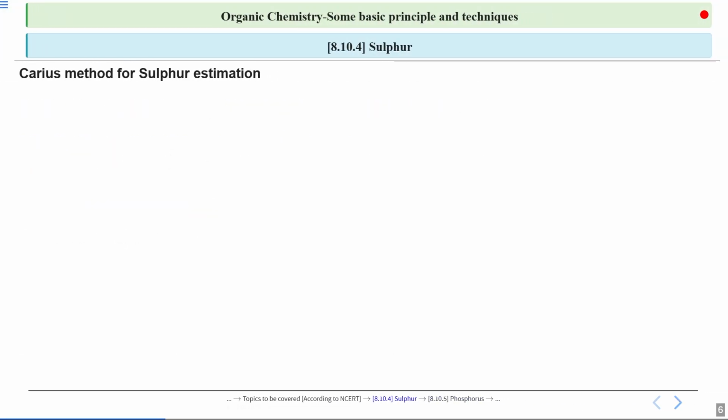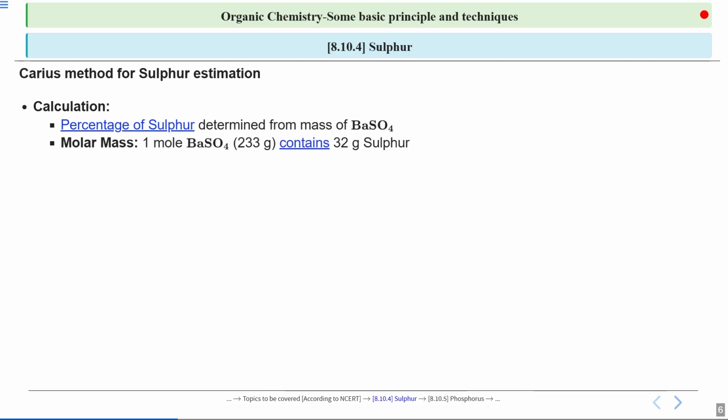Moving on further, next we have the calculation part. We are trying to calculate the percentage of sulfur in a compound. This involves using the mass of barium sulfate formed during the process. Here we focus on the percentage of sulfur determined from the mass of BaSO4. This means that by measuring the amount of barium sulfate produced, we can calculate how much sulfur was present in the original compound.